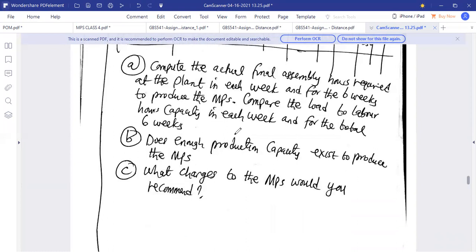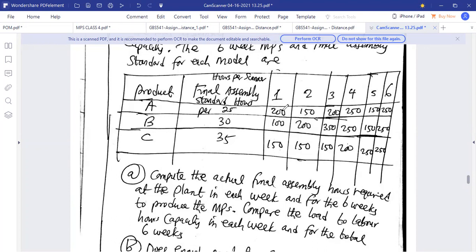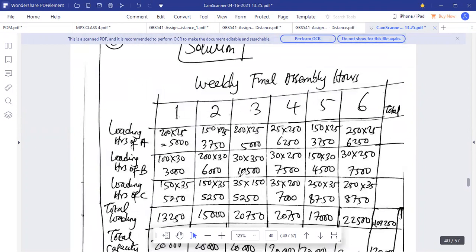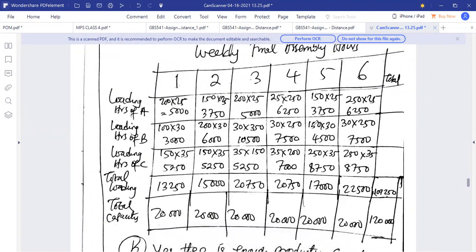So to find the loading hours of A, we are supposed to multiply, because this is production of 200 scanners in week one. So you multiply 200 by 25, 150 by the same, as in the previous example, so that we find the total loading hours of A. And find the total loading hours of B by multiplying each of these by 30, and the total loading of C by multiplying each of these by 35. So this is what happened in the solution here. We just multiply each of them. We are getting these figures, similar to the one we looked at. And then you find the total loading of this one.